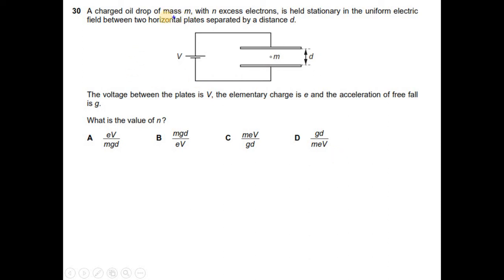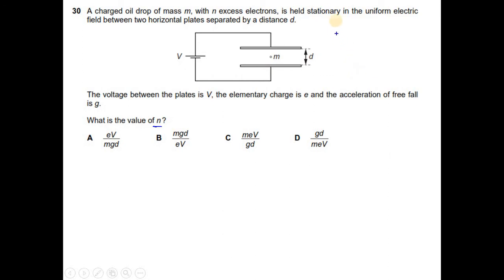A charged oil drop of mass m with n excess electrons is held stationary in the uniform electric field between the two horizontal plates separated by a distance d. So this is oil drop mass m. Distance between the plates is d. The voltage between the plates is V. The elementary charge is e, and the acceleration of free fall is g. What is the value of n?